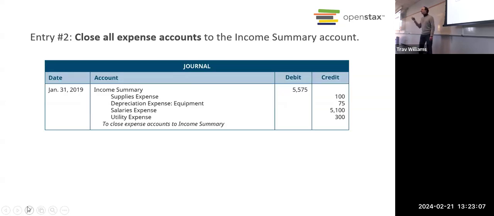Step 2, we close out our expense accounts. Now, do expense accounts normally have a debit balance or a credit balance? Debit, right? So to close them out, we need to credit them. And that's what's happening here. We're crediting out each of those expense accounts to get them down to 0. We total up all of those expense accounts, and we have to debit the same income summary account.